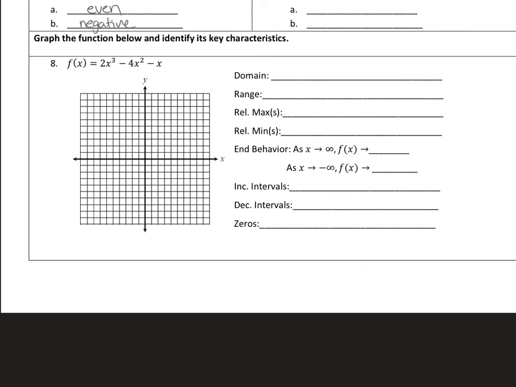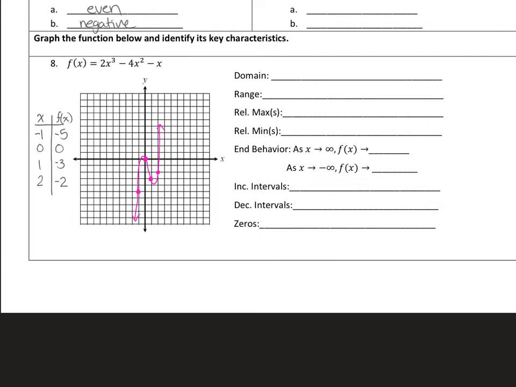Number 8, graph the function below and identify its key characteristics. So we have 2x cubed minus 4x squared minus x. So we need to graph this guy, and this is what the graph will look like. You can get that from Desmos.com. Now let's talk about the key characteristics.